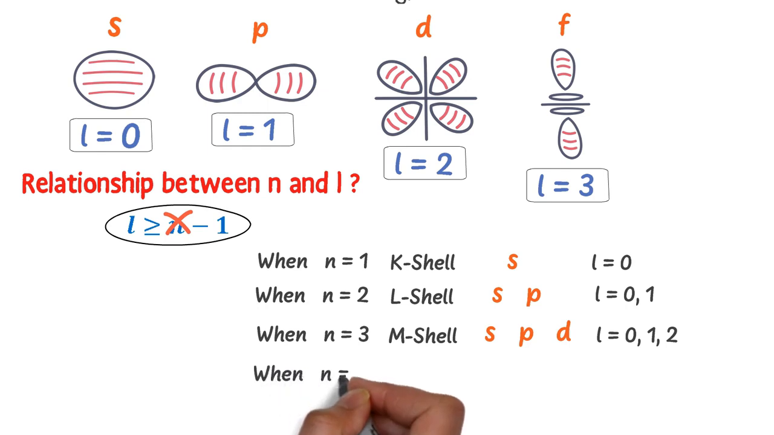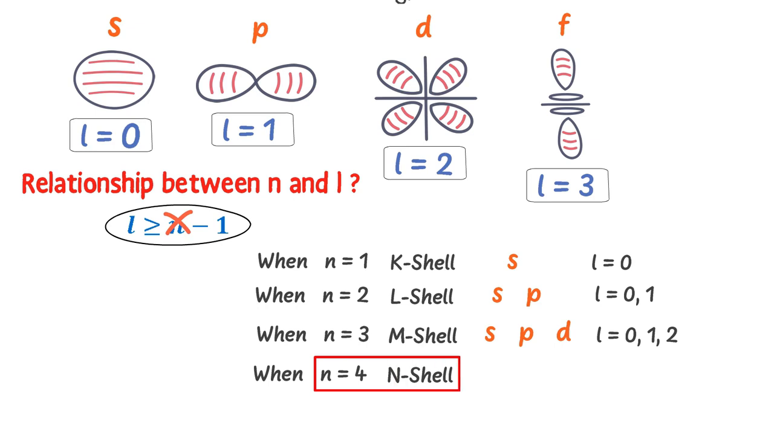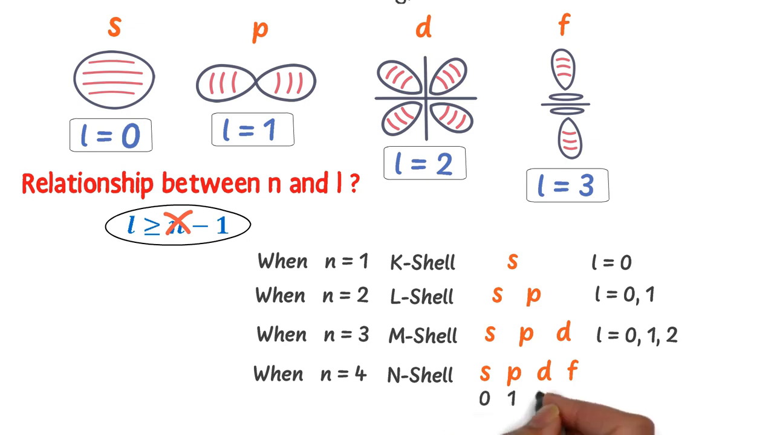Fourthly, when n is equal to 4, it is N shell. n is equal to 4 means that there are 4 sub-energy levels s, p, d and f. And we also know that sub-energy levels start from 0 as 0, 1, 2, 3. Thus when n is equal to 4, l is equal to 0, 1, 2 and 3.